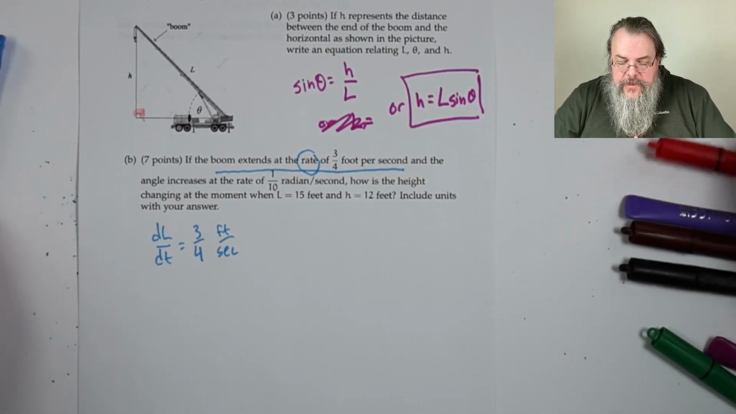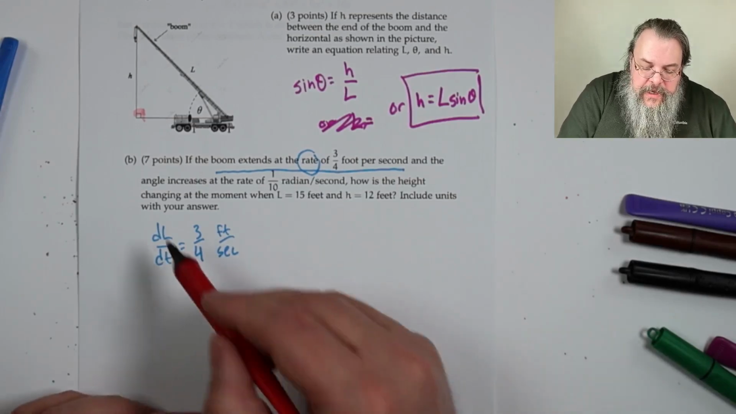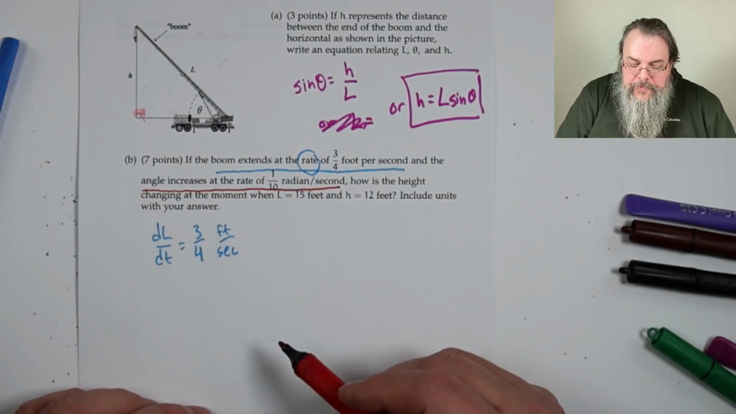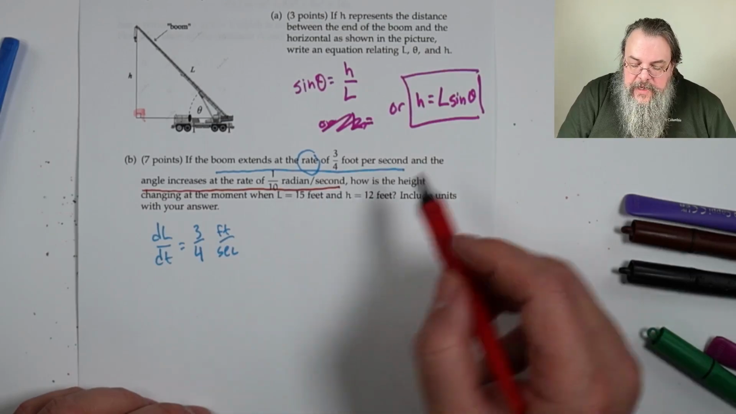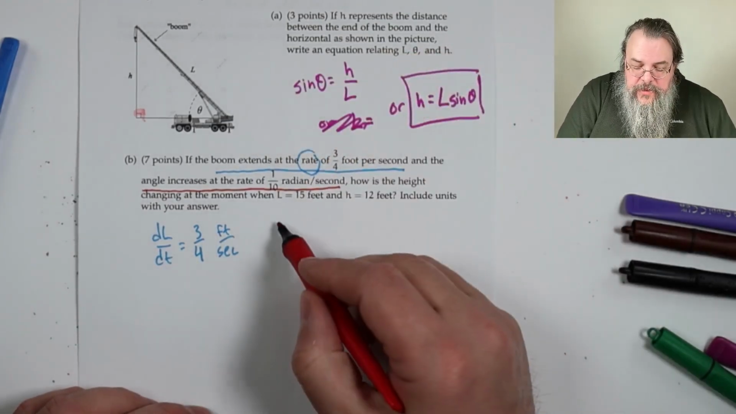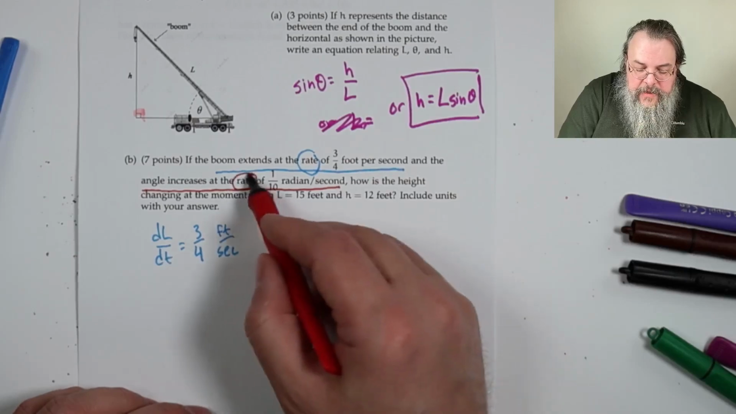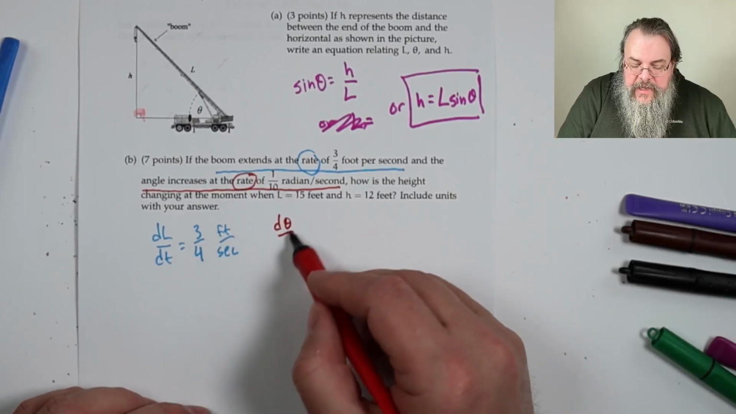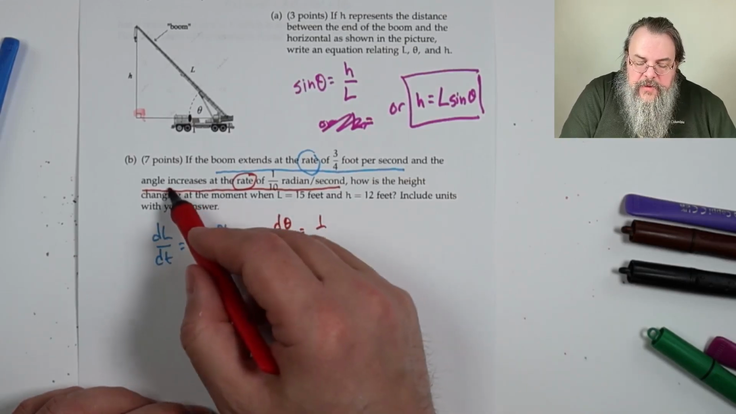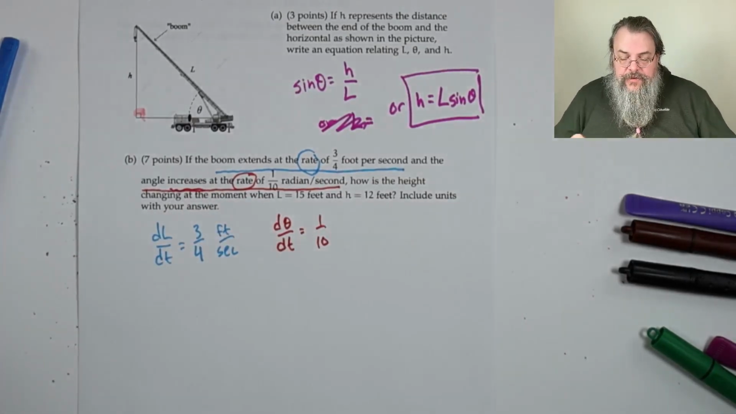Now let's turn to another piece of our puzzle. The angle increases at the rate of 1/10 radian per second. Okay, so angle, that's our theta. So it's a rate again. So that's the derivative d theta dt is 1/10. And again, it's positive because it explicitly says increases.